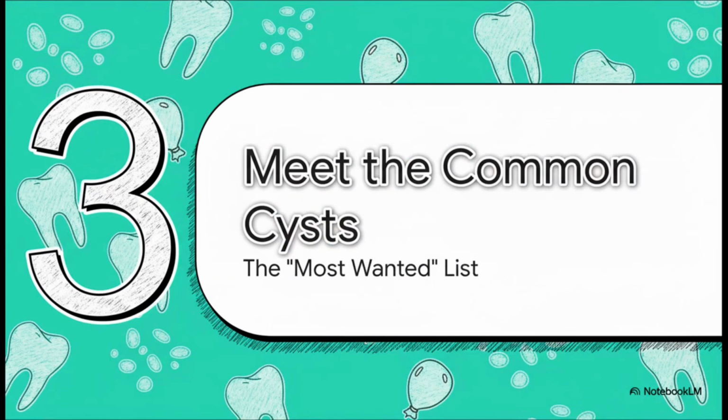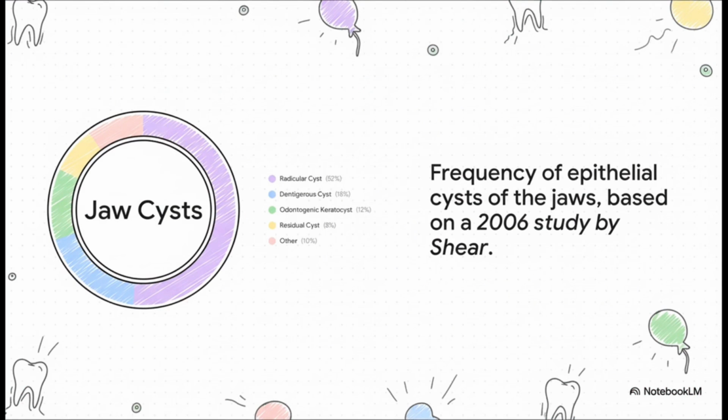Okay, so now that we know what a cyst is and how it grows, let's meet the usual suspects. This is kind of like the most wanted list of oral cysts. While a bunch of different types exist, just a few of them are responsible for most of the cases. And would you look at that? This chart tells you almost everything you need to know. One of them, the radicular cyst, is the big one. It's over half of all cases. So let's obviously start there.